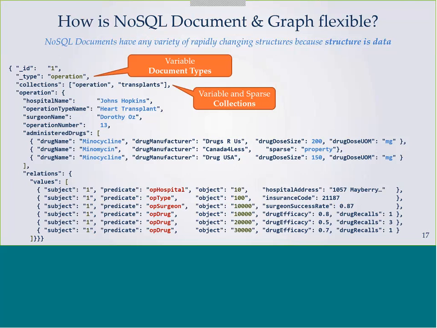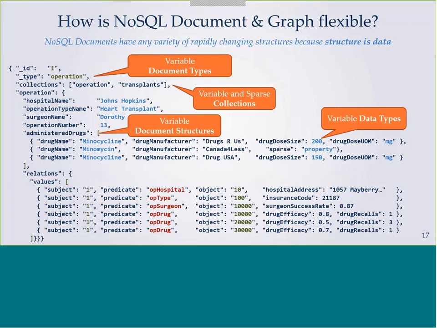So I can have variable sparse collections. I can have variable data structures. I can have nested tables, nested many-to-manys. I can have variable data types. That may be bad, may be good. The real world is messy. Drug dose size in one system could be a number, and it could be a string in another system. It could be a floating point in one. It could be an integer in another. And so the real world is complex, and a document database can handle the complexity.